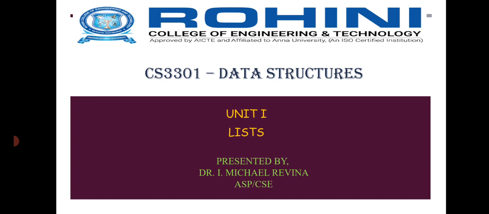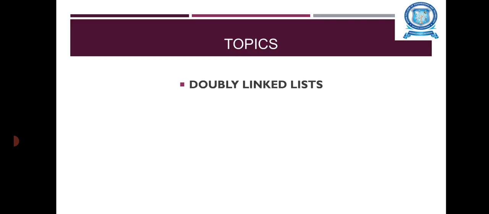The subject is CS 3301 Data Structures. The unit is list. In this video, we are going to discuss doubly linked list.